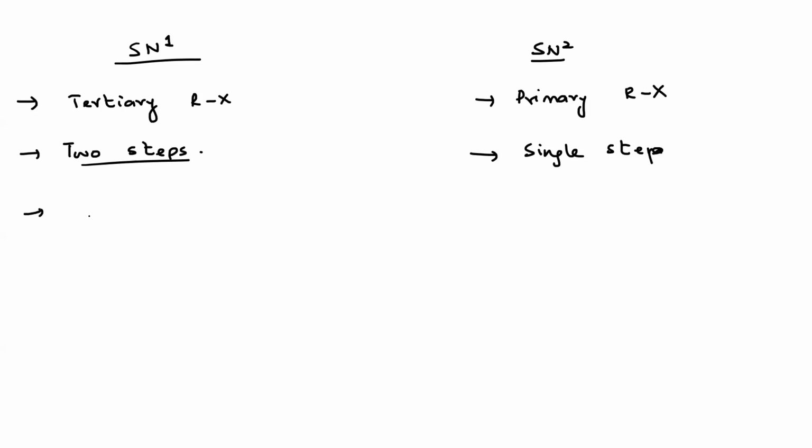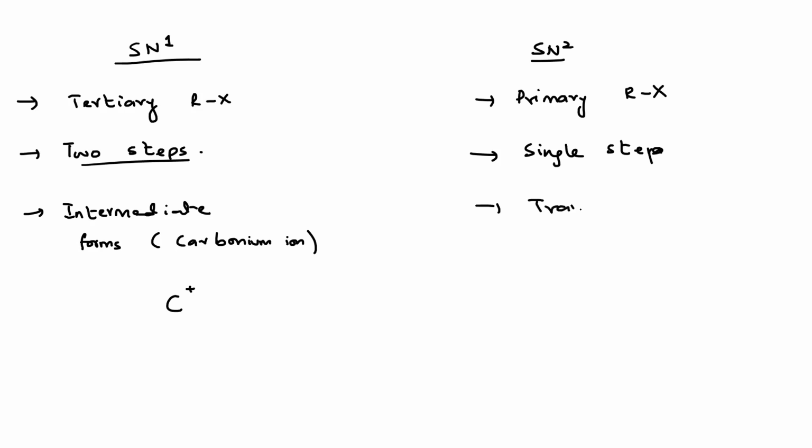Since SN1 is a two-step reaction, there is an intermediate product forming, and that's a carbonium ion. So what is a carbonium ion? Carbon with a positive charge. Since SN2 is a single step reaction, there is no intermediate product, only a transitionary state, and no intermediate product is found.